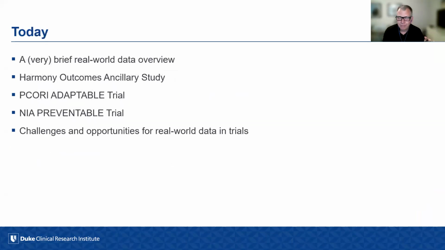So the general outline is to give a real brief overview of real world data, especially as it relates to how it might be useful as a follow-up for clinical trials, or for other aspects of clinical trials. Then I'll talk in some detail about the Harmony Outcomes Ancillary Study, which was one of the first things we did in this space. Then I'll talk about the COREIS ADAPTABLE trial, and then give a little bit of detail on the PREVENTABLE trial, which is actually still happening right now.